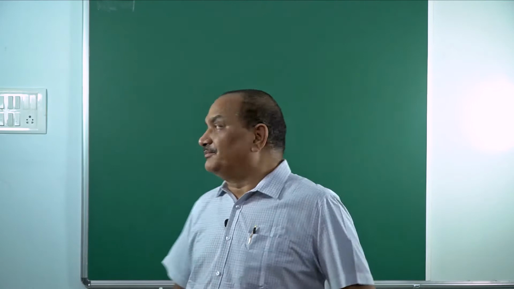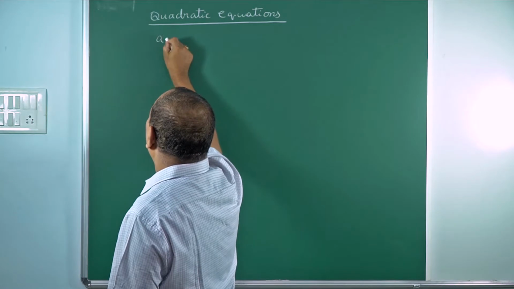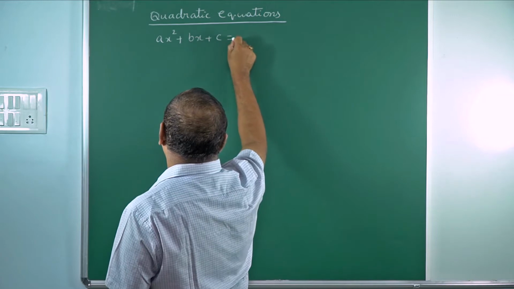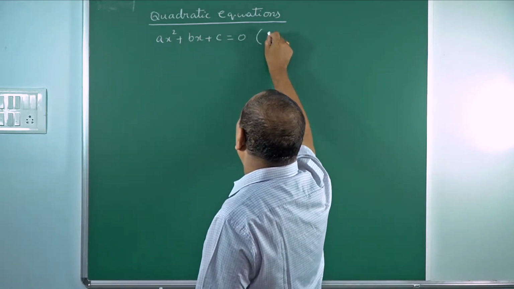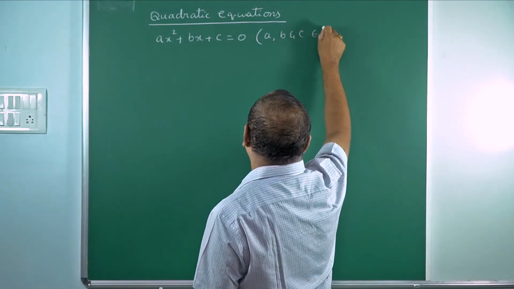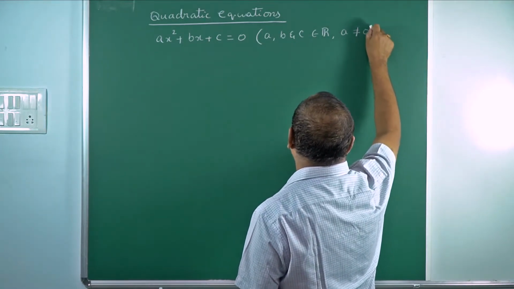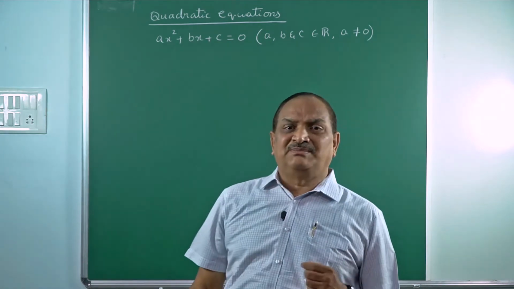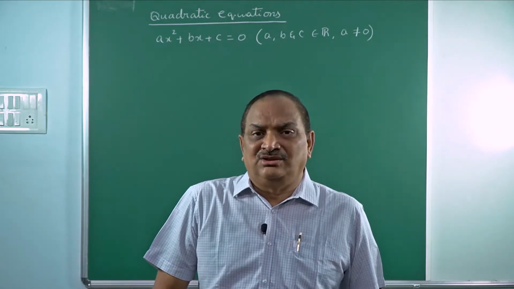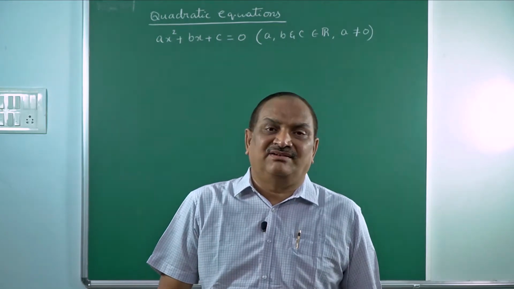Quadratic equations. The standard form of this quadratic equation is ax square plus bx plus c is equal to 0, where a, b and c belong to the set of real numbers, and a is not equal to 0. So ax square plus bx plus c is equal to 0 is an equation. Of course, when a is not equal to 0 precisely, we call it a quadratic equation. It's a second degree equation.